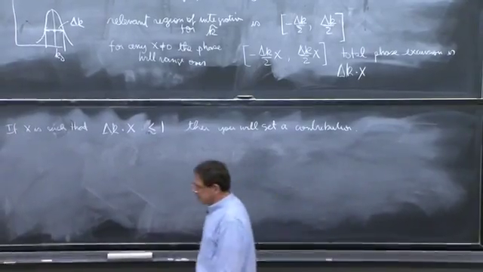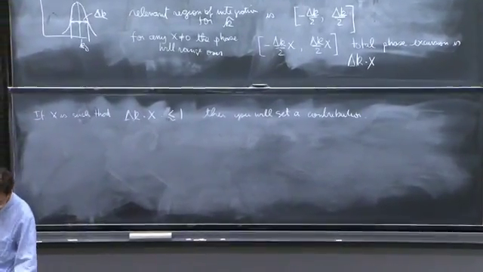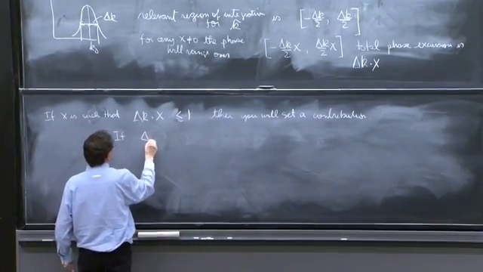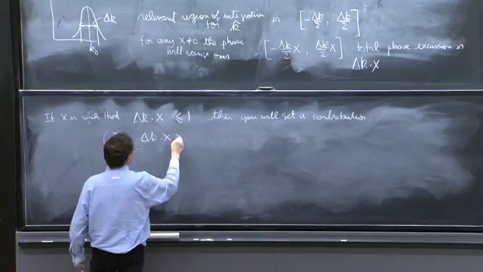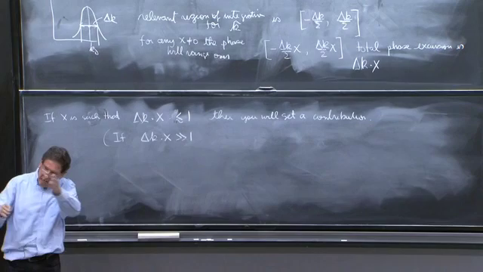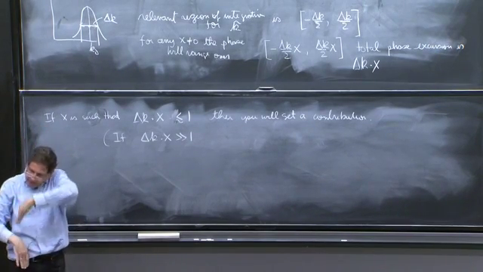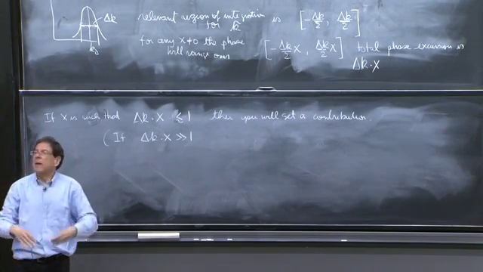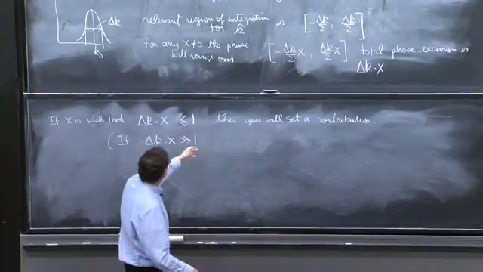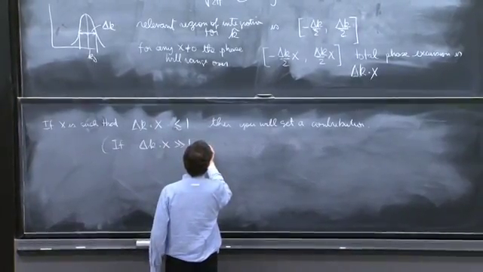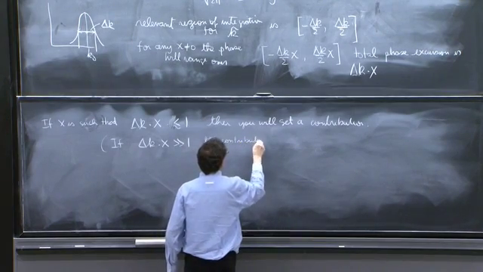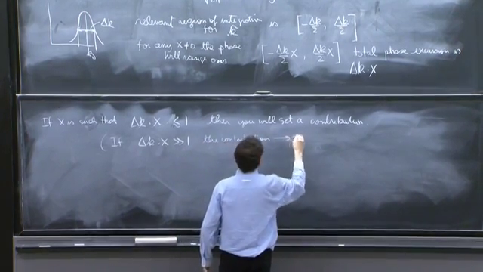On the other hand, if delta k times x is much bigger than 1, then as you range over the peak, the phase has done many, many cycles and is going to kill the integral. So if delta k times x is greater than 1, the contribution goes to 0.